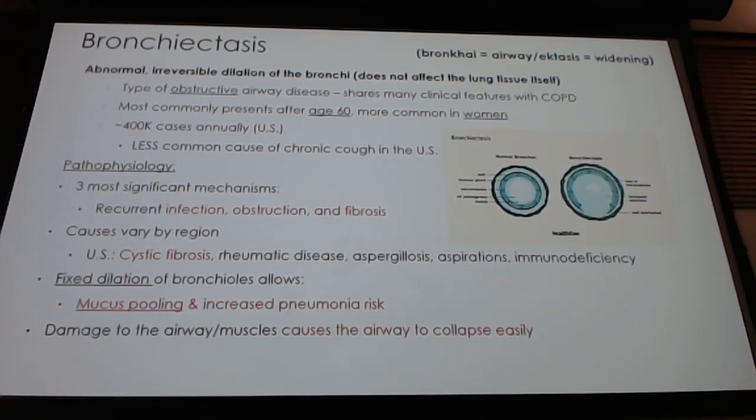When we talked about physics, we talked about how air flows in and flows out, and it depends on the resistance in the airway in order to make that movement in and out of the parenchyma of the lungs. So when they're abnormally dilated, that affects the flow of air. So it is a type of obstructive airway disease. It's similar to COPD, which we'll be talking about. The stereotypical patient is a woman in her 60s.